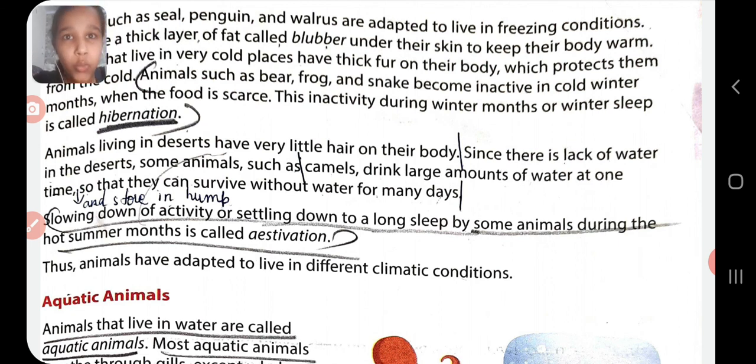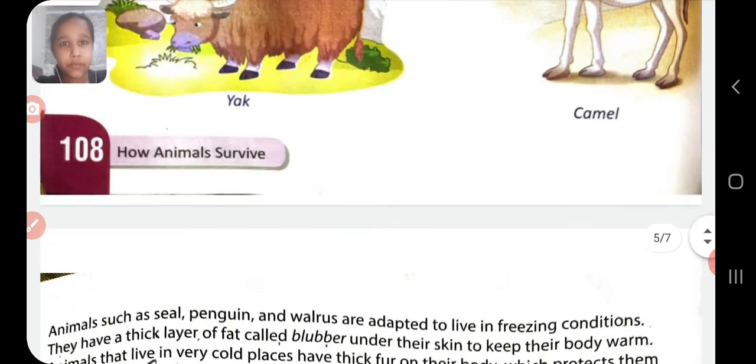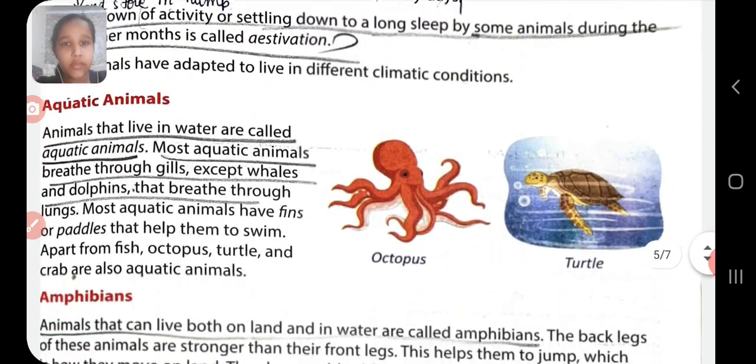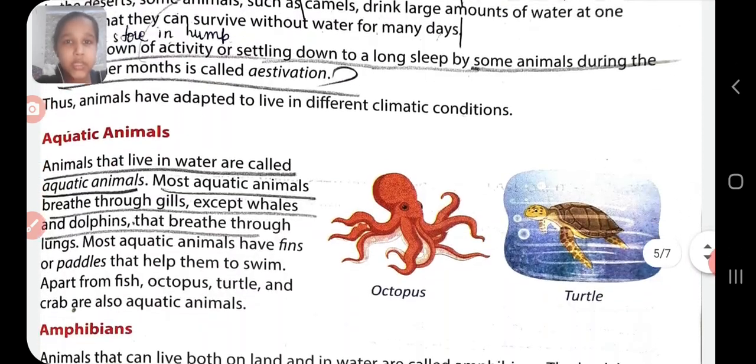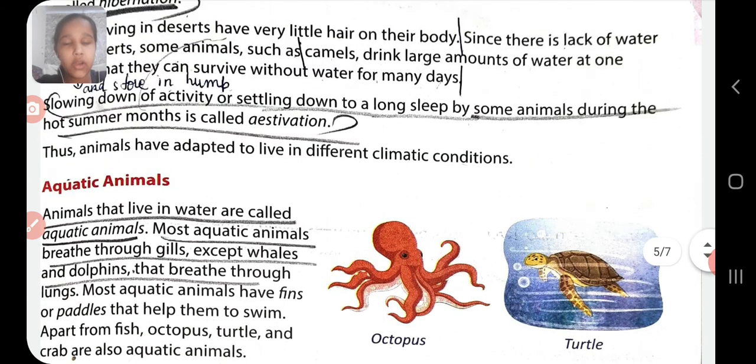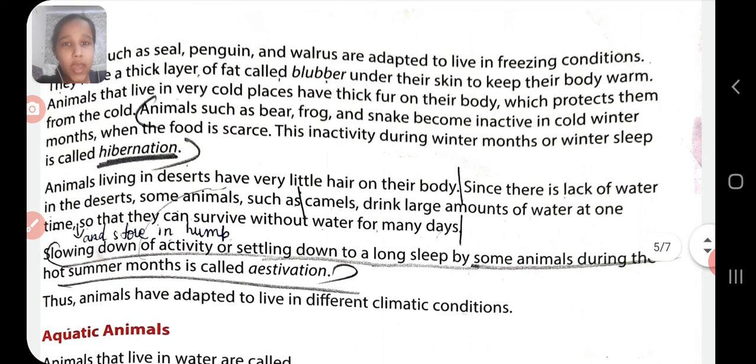Okay, so thank you. Till now we have done terrestrial animals. Now in the next video we will do aquatic animals, and we will cover many other topics. Okay, so I hope you have understood this concept.